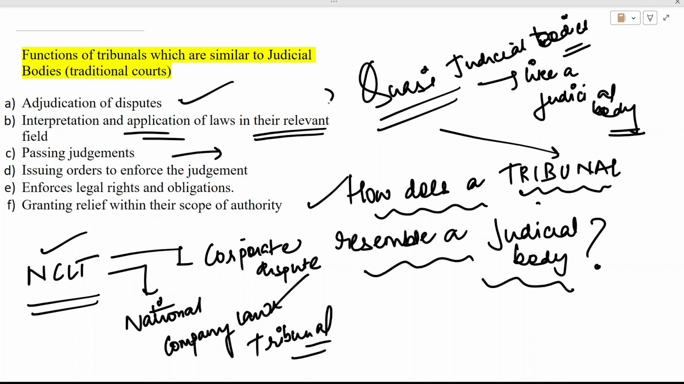So see, till now they're doing everything that a court does. Adjudicating a dispute, how? By interpreting and applying the law, passing judgments. Issuing orders to enforce the judgment. If the court says that this is right and that is wrong, then the court has to give an order to ensure that the judgment is enforced, that whatever has been said in the judgment is carried out. Enforcing legal rights and obligations.